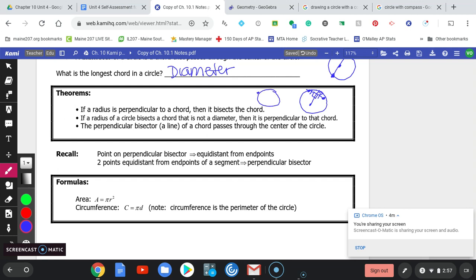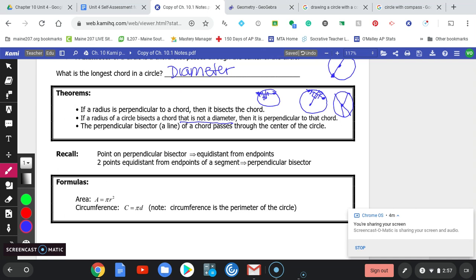If we go the opposite way and we have a chord being bisected, well then, sorry, my touch screen isn't working very well. If a radius bisects a chord, then it's going to be perpendicular to that chord. Now the caveat is that it can't be the diameter, because if it is the diameter, then any radius in a bisect doesn't necessarily have to be perpendicular. That's why they have that extra part, that it is not a diameter, in the theorem.